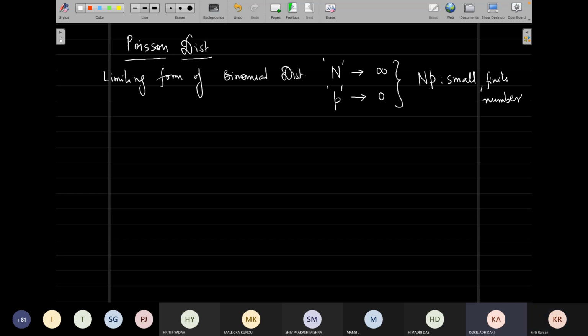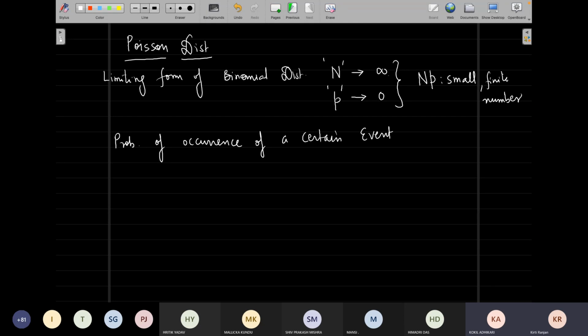So NP is still a small finite number because n is very large and p is very small. In such a case, we can use a distribution that we call the Poisson distribution, which gives us the probability of occurrence of a certain event. It is very similar to the binomial distribution, except that we are talking about a very, very large number of trials and the probability of success in each trial being very, very small, such that capital N times p is a small finite number.